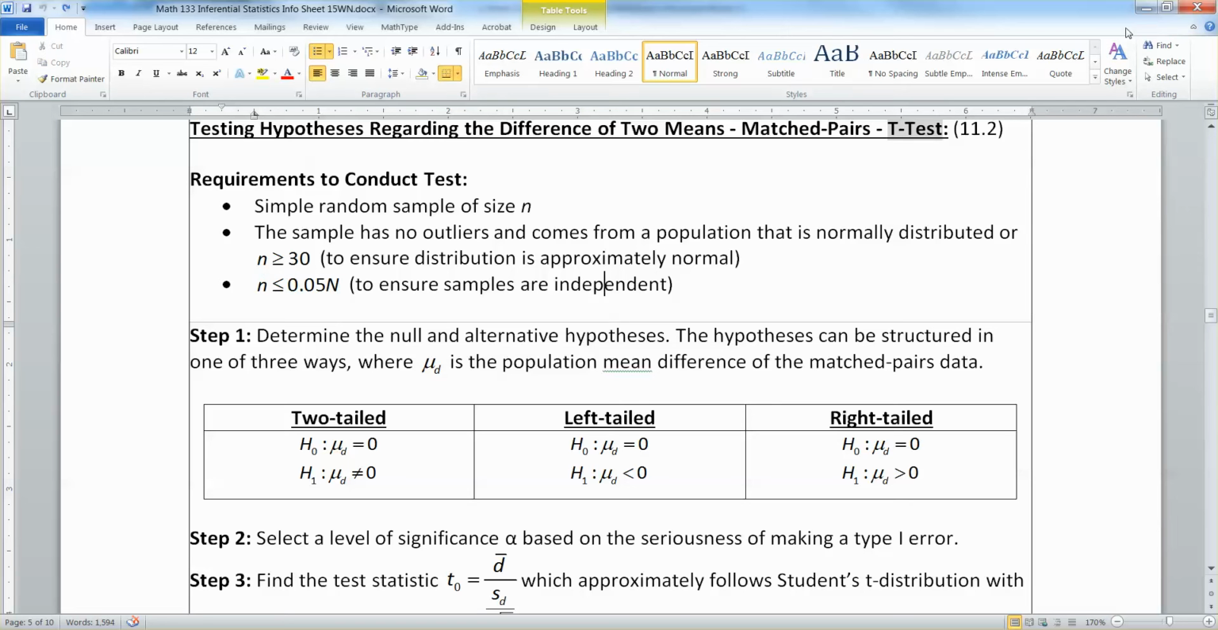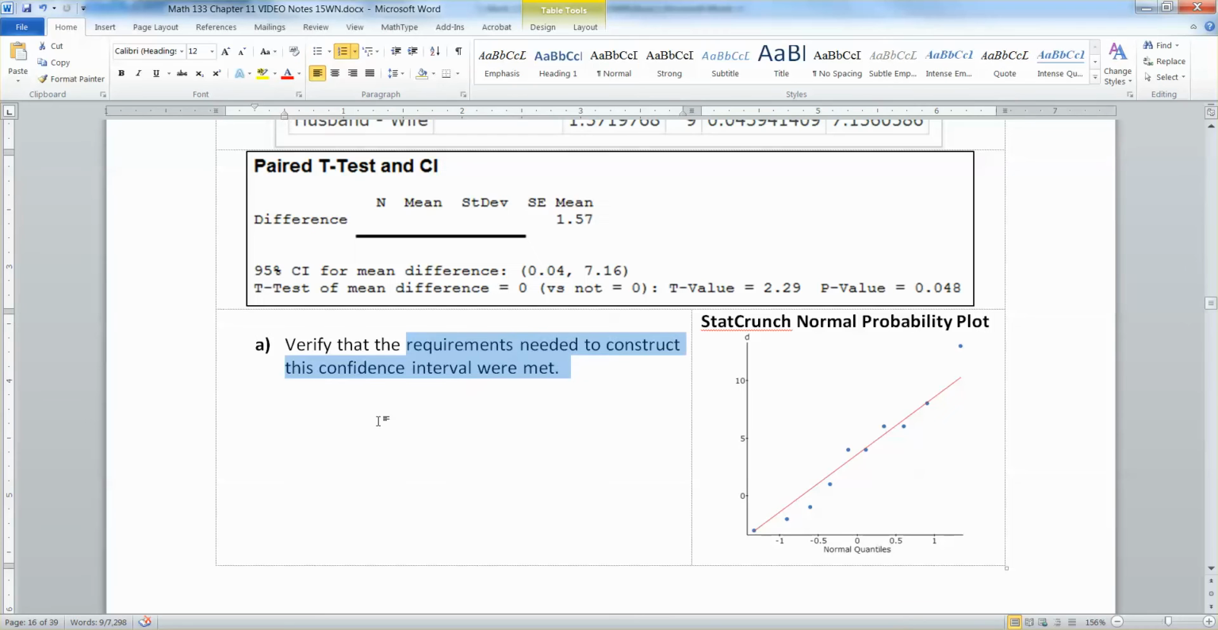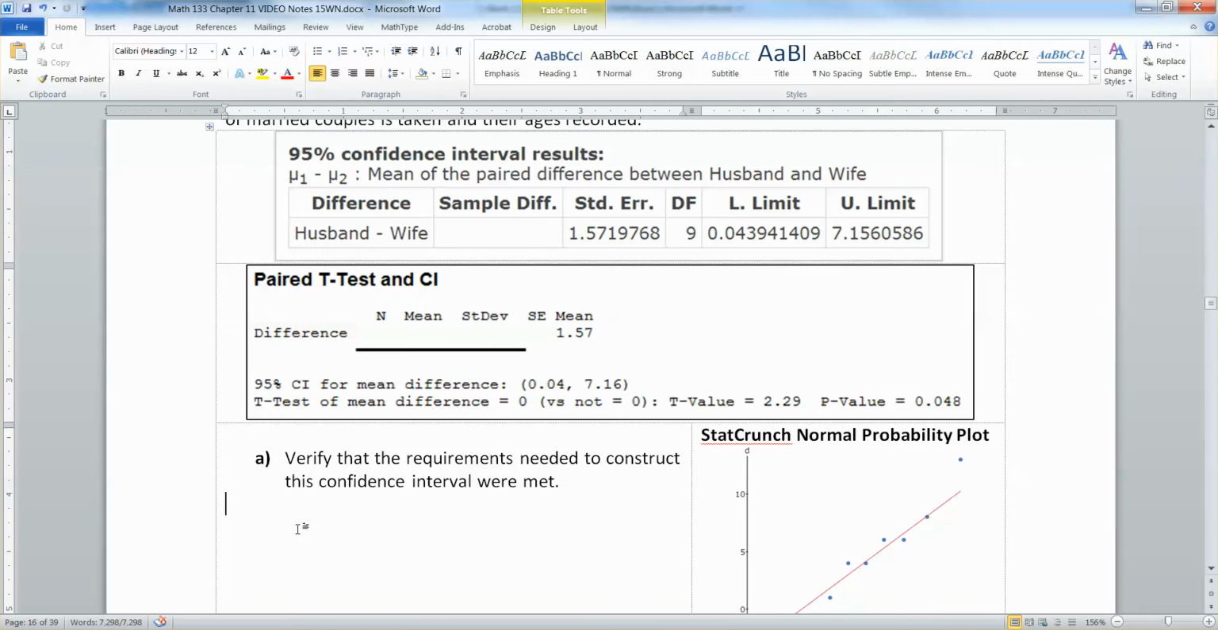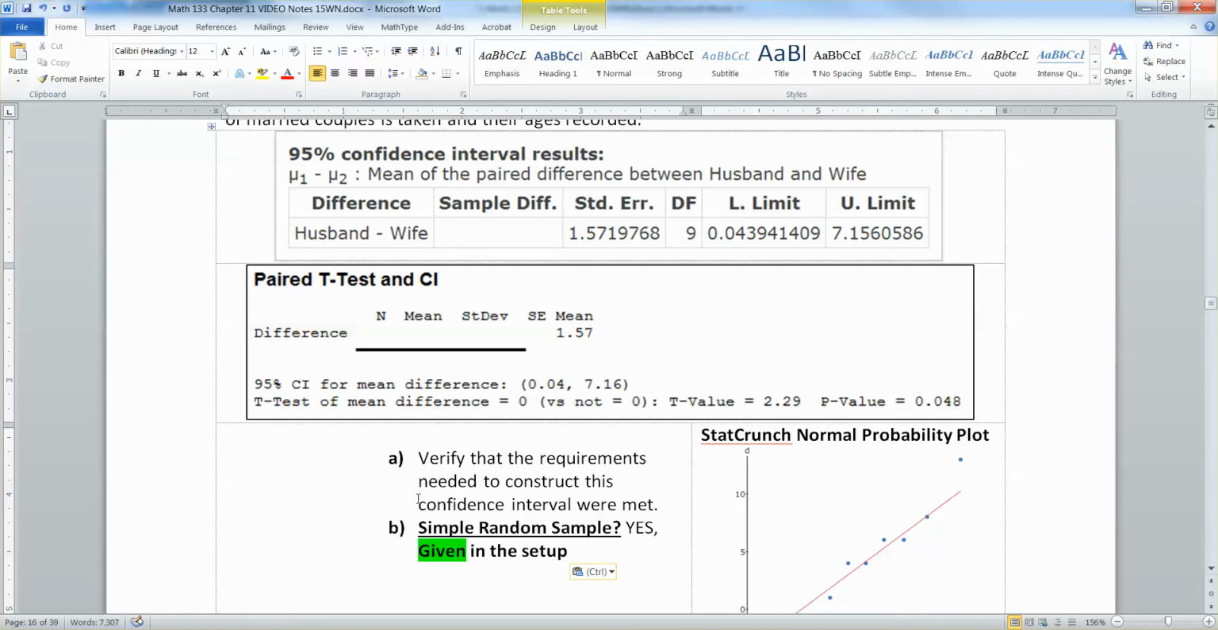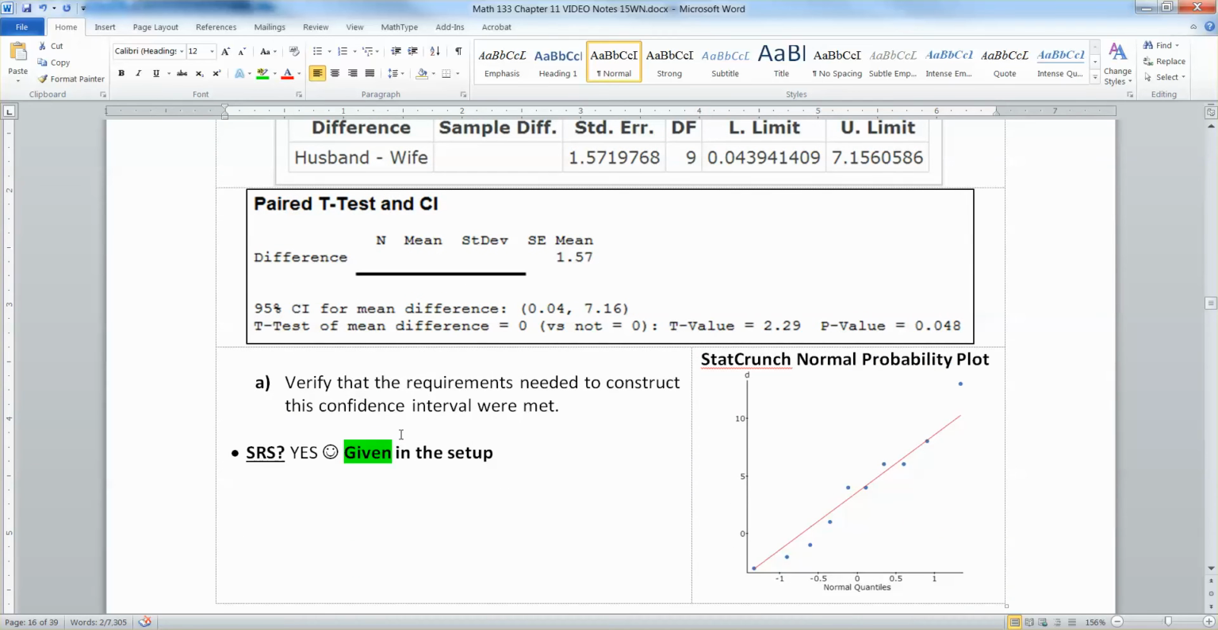All right, so let's see here. First thing, do we have a simple random sample, an SRS? The answer to that is absolutely yes, we do. It was given to us in the setup, because it says that it's a random sample up in the instructions for the problem. So right here, when it says random sample, that was given right there. So that's where we have our first smiley face from.